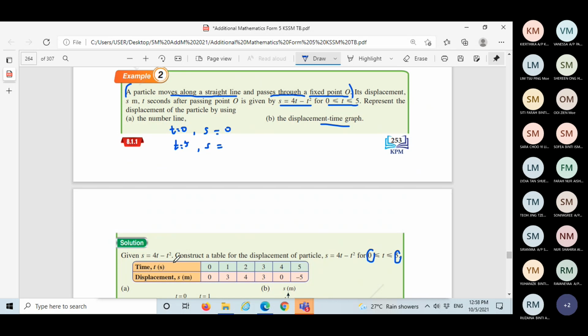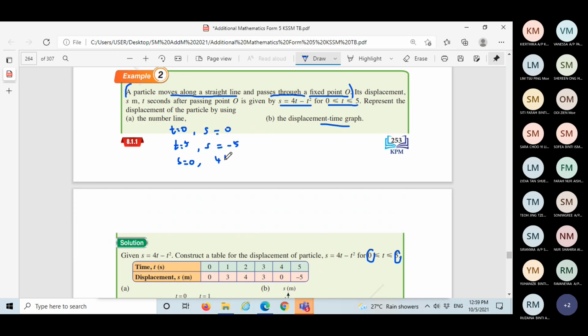When t is 5, substitute here, the s is -5. I will assume you have no problem in substitutions. So I have these 2 points already. Then I need to know when s is 0. Usually like this: when t is 0, find it, and then when s is 0, find the t value.